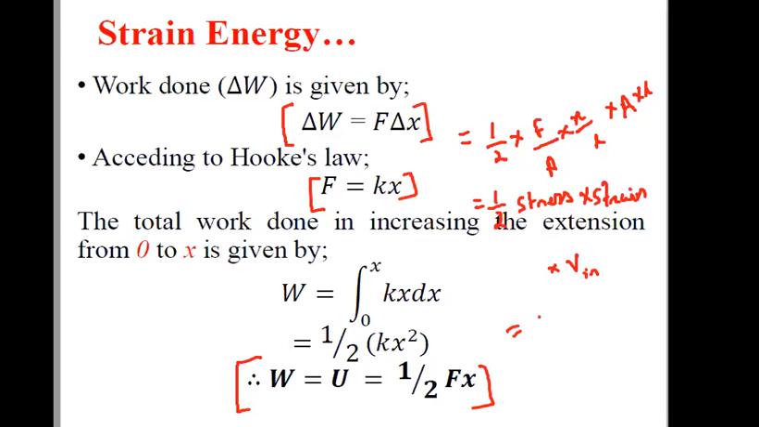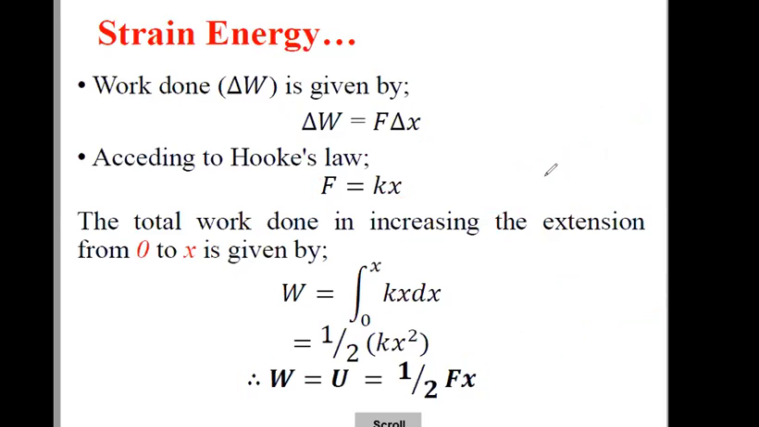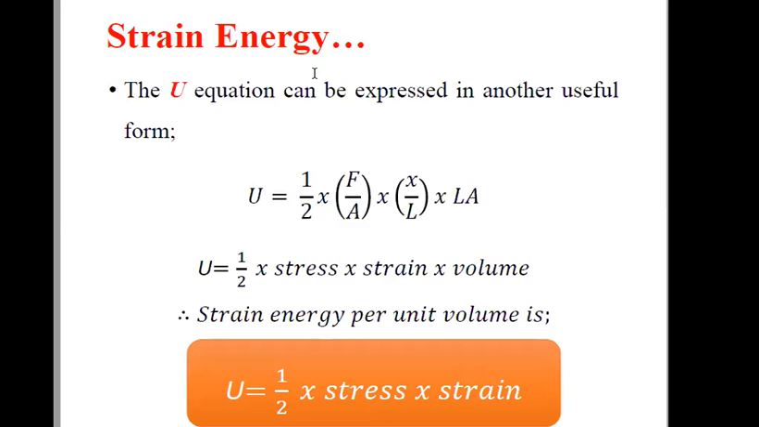Or if you want to further simplify it, work done per unit volume is half into stress, which is Y into strain, so it is half Y into strain square. Make sense? Easy? All the questions that will be asked based on this will be easy. This is something we have already studied. This is strain energy density, which is strain energy per unit volume, half into stress into strain.